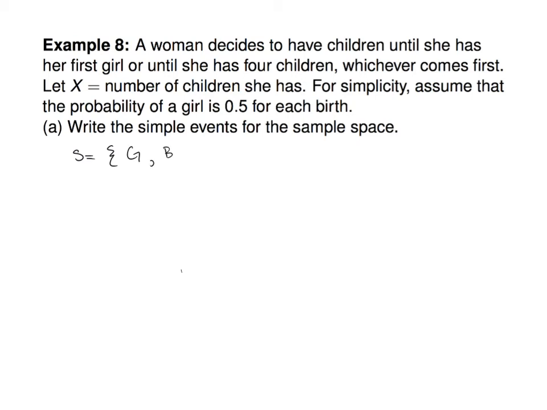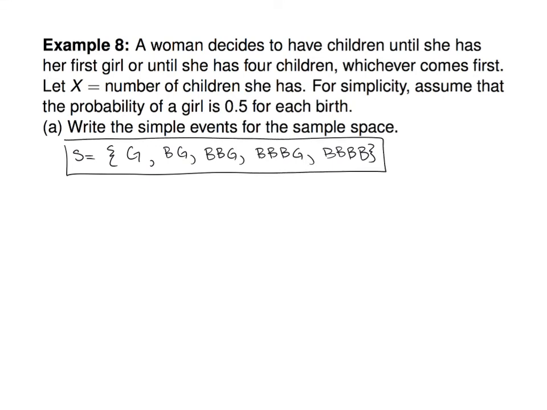If she has a boy on the first go and then a girl on time 2, or boy, boy, girl, and then has 3 kids, or boy, boy, boy, and then gets lucky on birth number 4, or just has 4 boys and decides that 4 children is enough and she's going to stop, even though she didn't get a girl. So there are all of these simple events in the sample space. And the value for x will be the number of children she has. There's 1 outcome with 1 child, 1 outcome with 2, 1 outcome with 3, and 2 outcomes with 4.